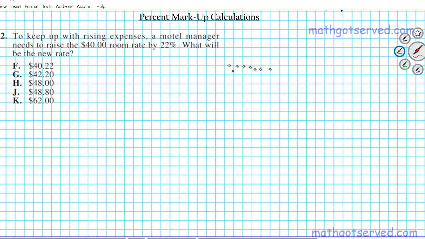Let's start off by taking a look at the formula for calculating percent markup or percent increase. The final price after the markup is basically the original price plus the amount that you marked up the price by. To get that amount, you need to multiply. Original price multiplied by 1 just gives you the original price.